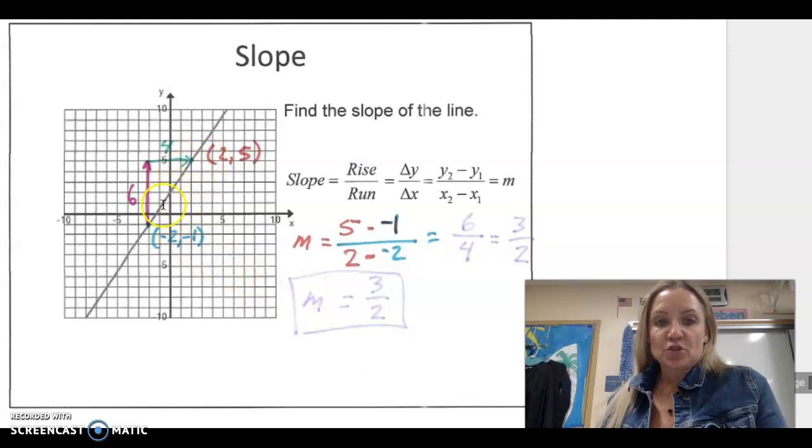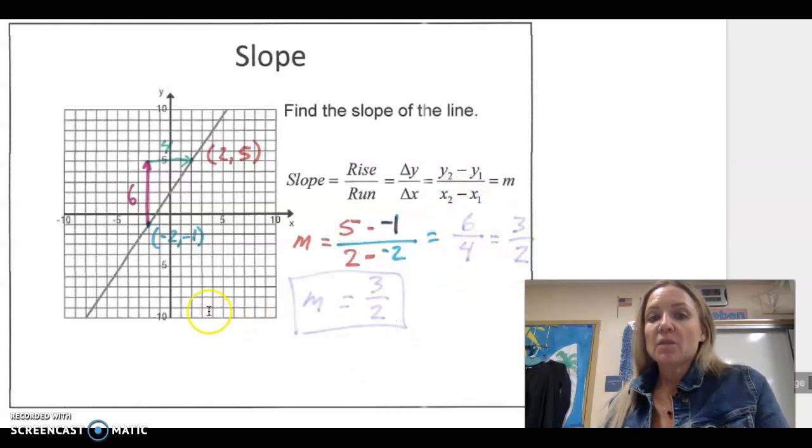So for these 2 points right here, we have a point at 2, 5, and a point at -2, -1. So we're going to plug those numbers into the 4 spots in that formula. So 5 minus -1, and 2 minus -2. Minus minus is plus, so you get 6. Minus minus is plus, so you get 4. And 6/4 reduces to 3/2, so the slope is 3/2.